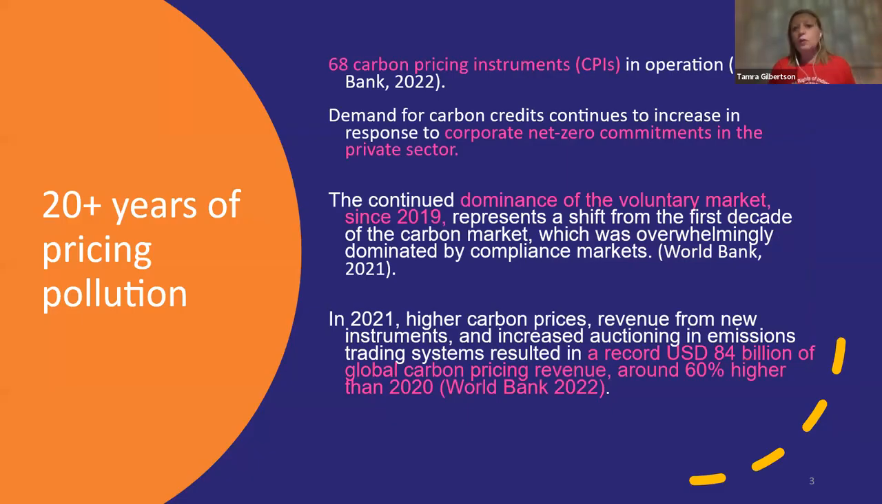After 20 years of pricing pollution and carbon pricing systems, we have 68 carbon pricing instruments in operation in the world. The demand for carbon credits continues to increase, as Peter pointed out, in response to these net zero emissions reductions commitments that we're seeing very much coming from the private sector. These increased and started to dominate the carbon pricing and carbon markets systems around 2019, where we saw a shift in the carbon markets, where the voluntary markets started to supersede the compliance markets. And this was partially due to the delay in the Paris Agreement setting up Article 6, which is the big global carbon markets trading system.